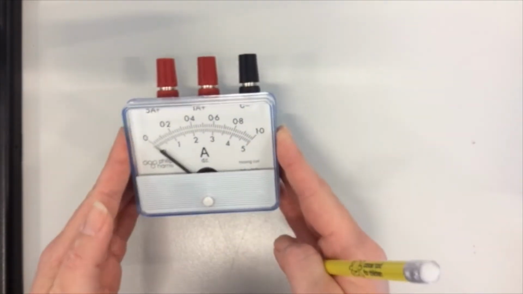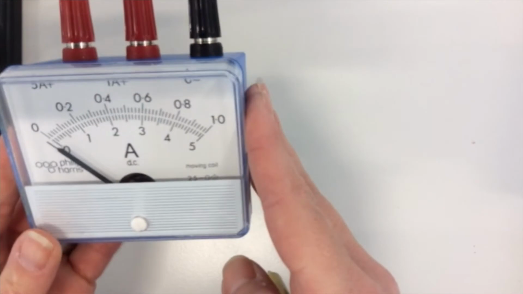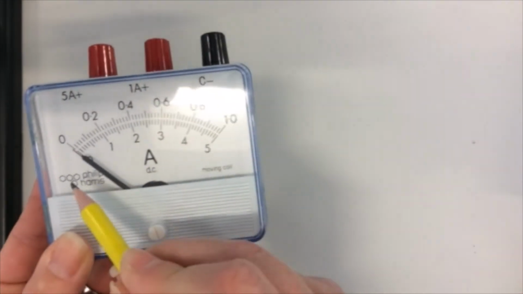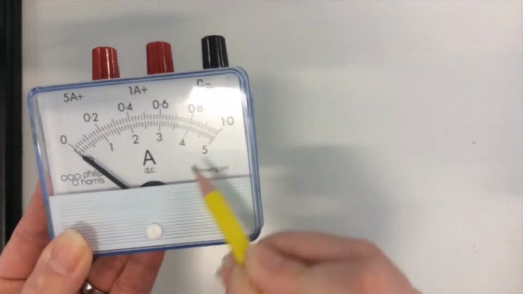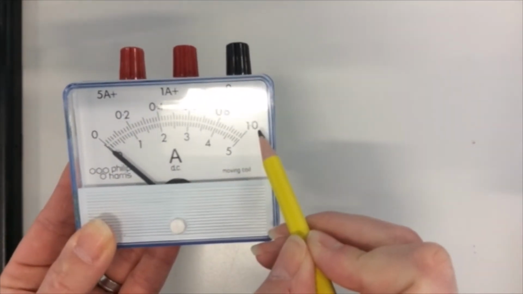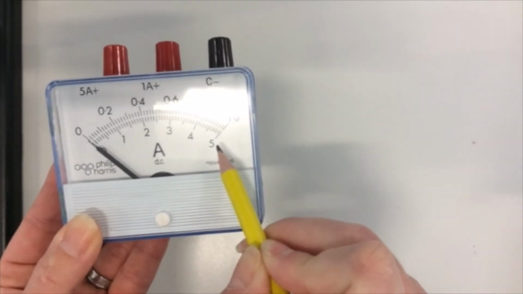This is an ammeter. You can see the electrical symbol for the ammeter there in your notes, the circle with the A in it. And you'll see from looking at this ammeter, girls, that there are 2 scales. There's a top scale and there's a bottom scale. The top scale goes from 0 to 1 and the bottom scale goes from 0 to 5.